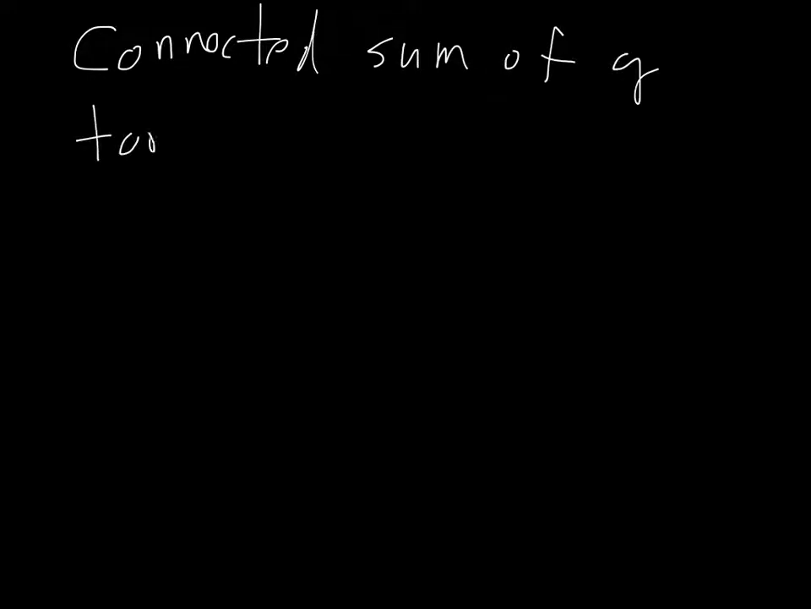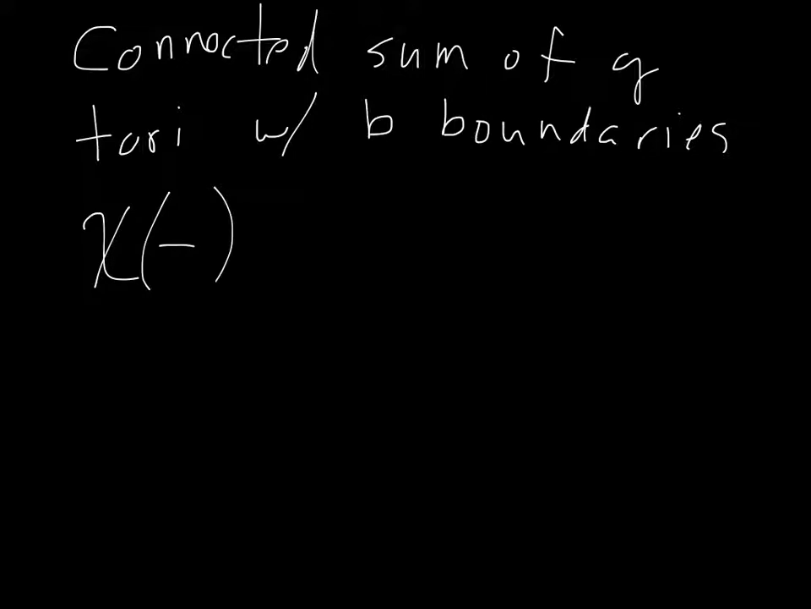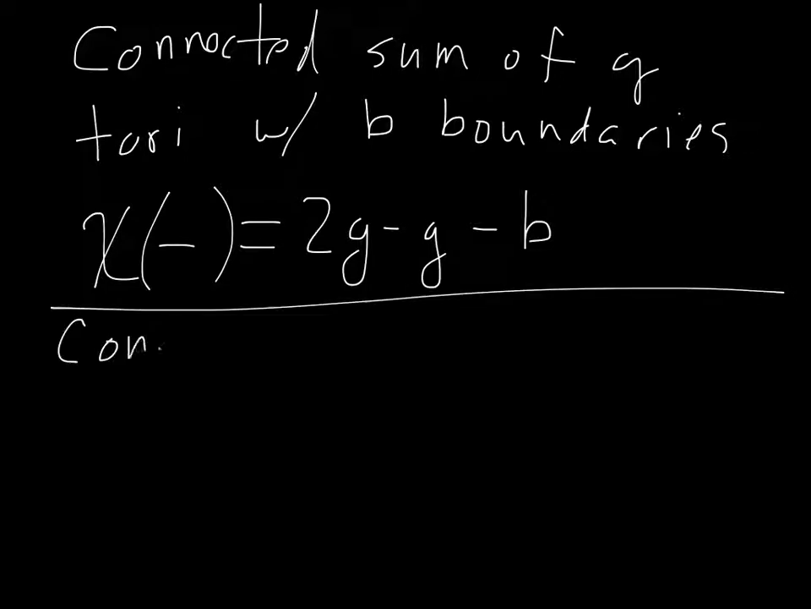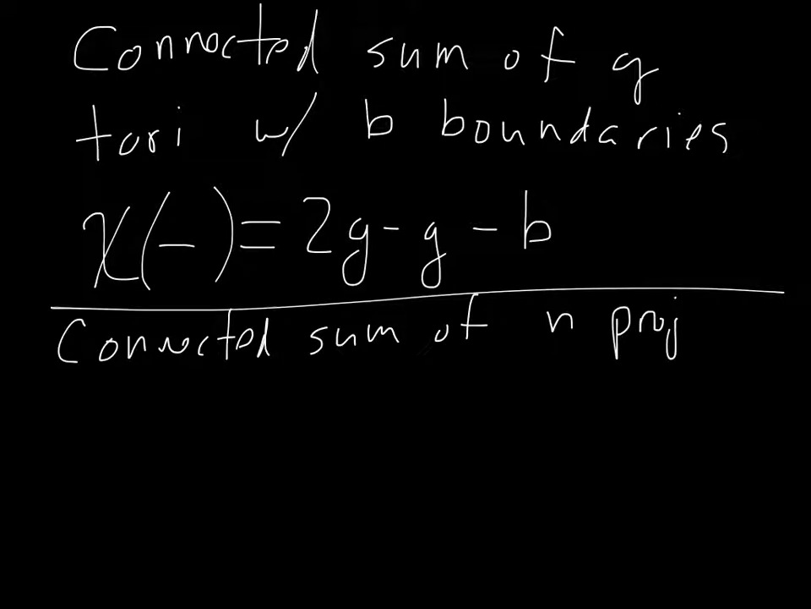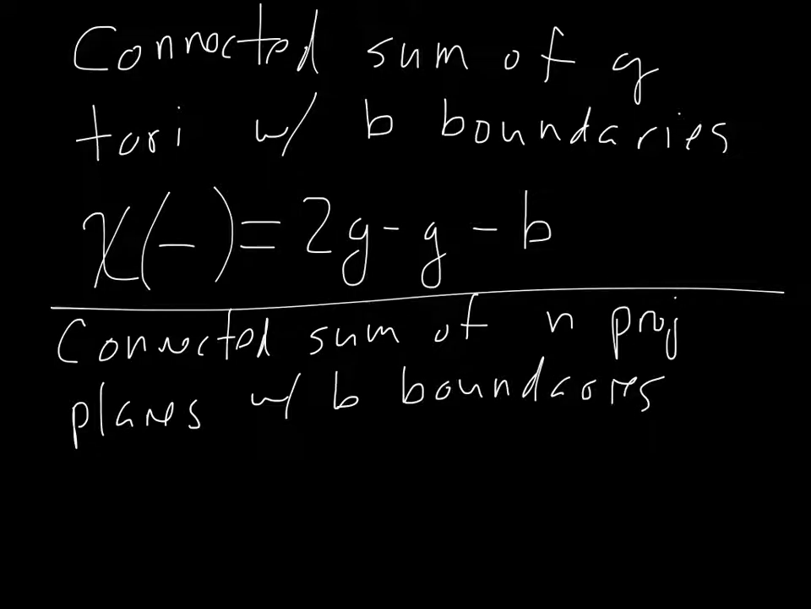We also saw that if we have a connected sum of G tori with B boundaries, the Euler characteristic of this surface is 2 minus 2G minus B. And the connected sum of N projective planes with B boundaries is 2 minus N minus B. So we have some ways to do calculations with connected sums.